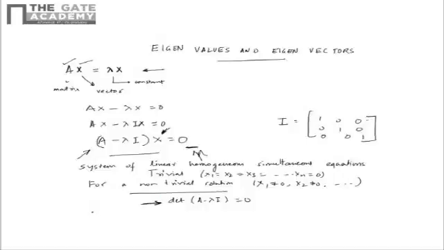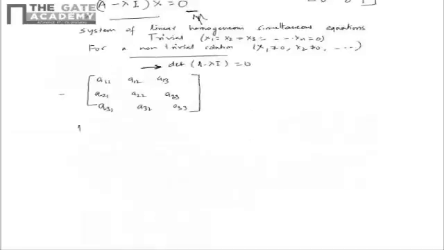Now say A happens to be a matrix something like this: A11, A12, A13, A21, A22, A23, and then A31, A32, A33. This is the A matrix, and therefore A minus lambda I would be A11 minus lambda, A12, because I is something like this.